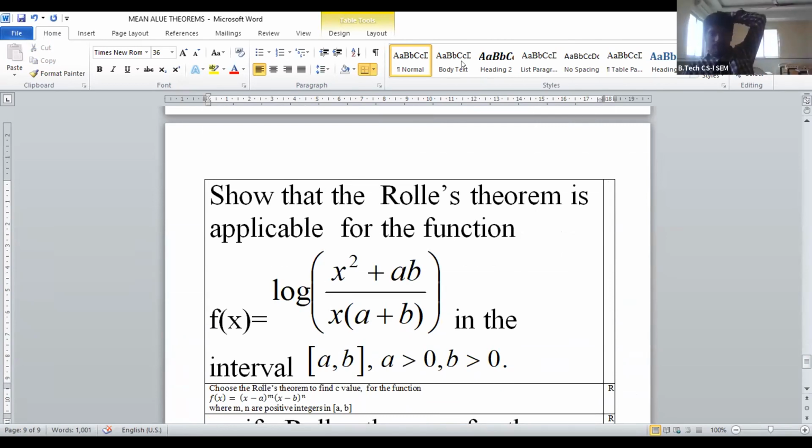We have only 5 minutes. We'll solve this and we'll close. Tomorrow I'll make you practice one problem. With that, Rolle's theorem will be complete. Show that Rolle's theorem is applicable for the function f of x is equal to log of (x square plus ab) divided by x into (a plus b).